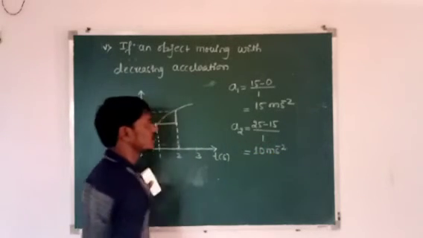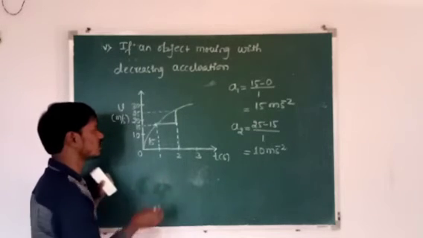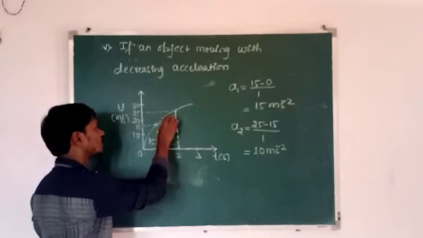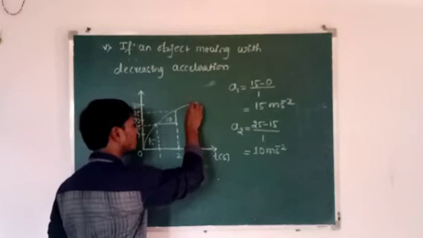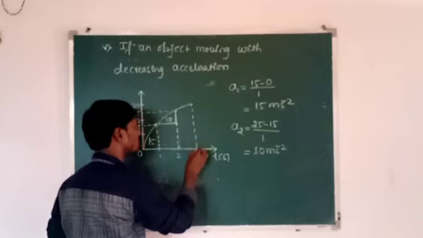Here what happened? The acceleration goes on decreasing. What happened to the acceleration here? It decreased. 15 was the acceleration, what did it become? 10. In the next time interval, we are going to find what the acceleration of the object is.